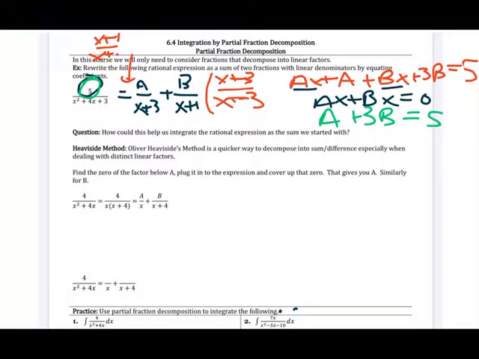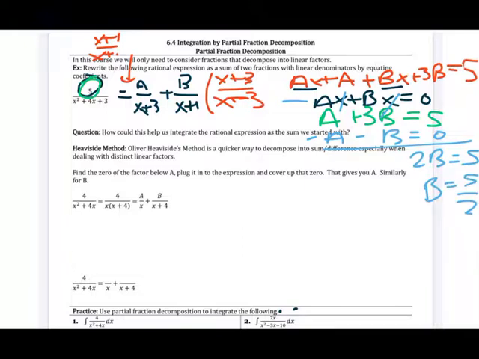We could then drop the x's in the first equation and multiply everything by -1, or however you want to solve the system. -a minus b equals 0. That's going to give you that 2b equals 5, which means that b is 5 over 2. If b is 5 over 2 and a plus b is 0, that means that a is -5 over 2.